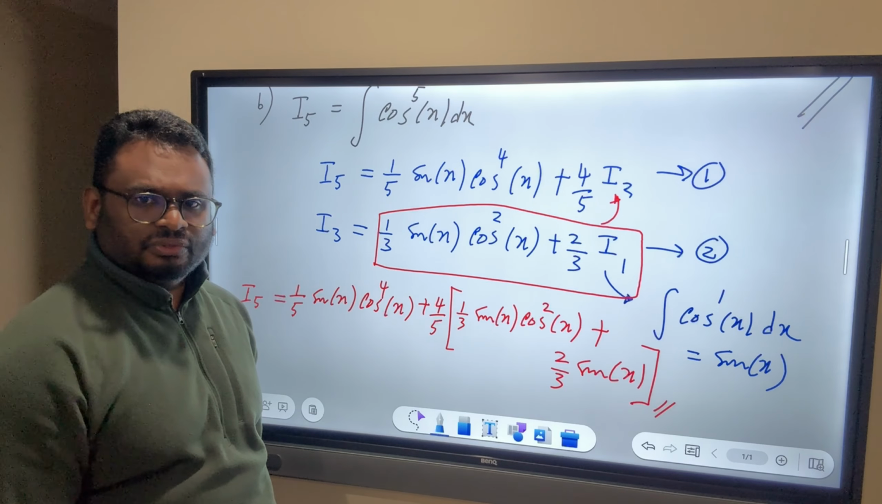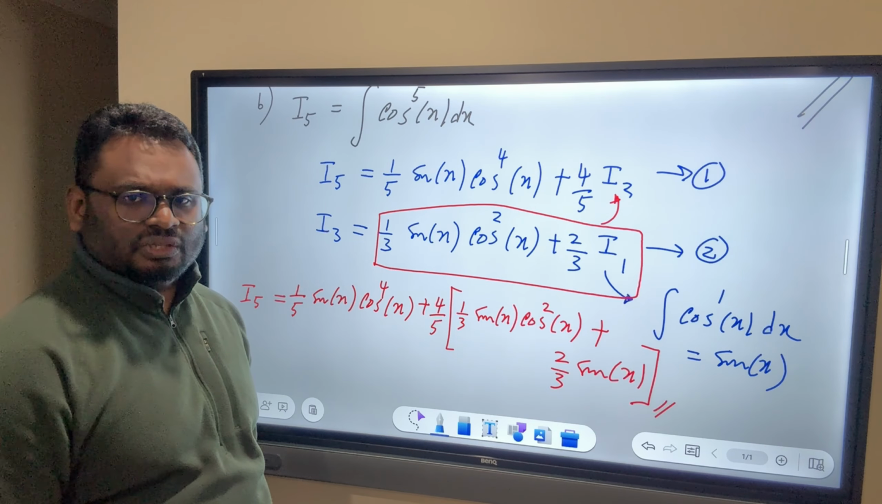Okay. So that's how you properly use integration by parts, and this is how we did this question.